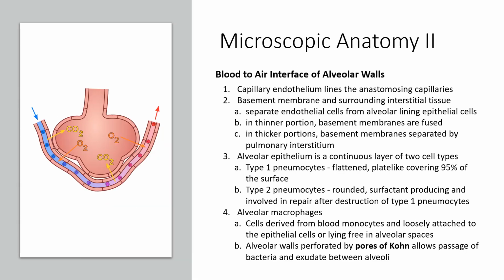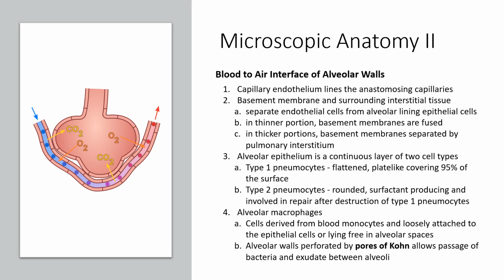Next, let's discuss the blood-to-air interface of the alveolar walls. First is the capillary endothelium, which lines the anastomosing capillaries. Next is the basement membrane and surrounding interstitial tissue, which separates the endothelial cells from the alveolar lining epithelial cells. In the thinner portion, the basement membranes are fused.